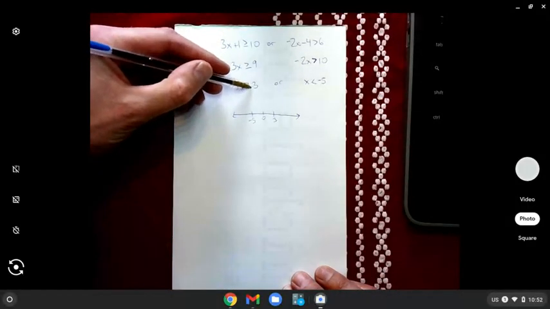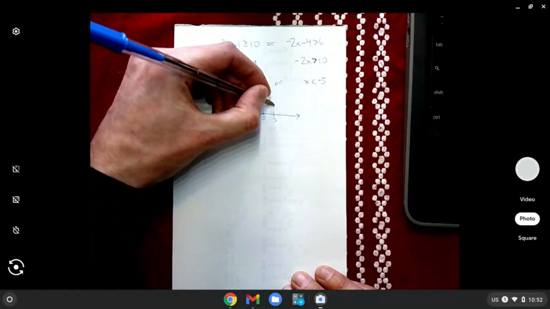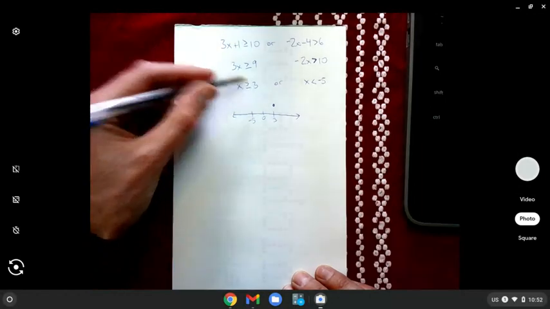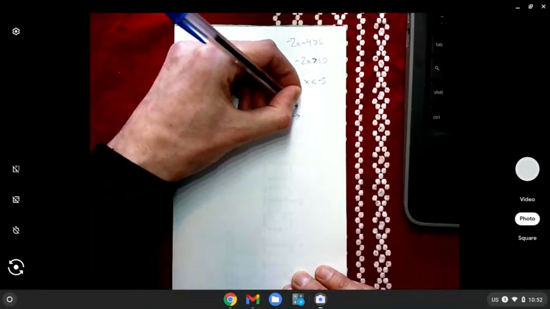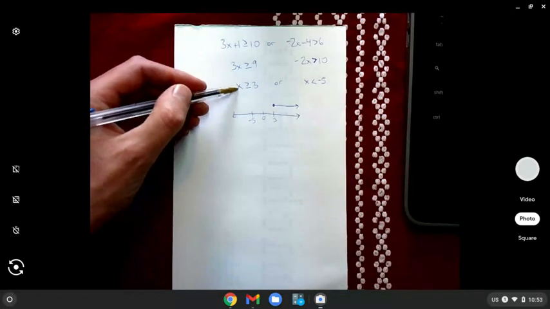X is greater than or equal to 3. To graph that, it could be equal to 3, so I'm going to put a closed in circle there. It means that 3 could be a solution. And x could be greater than 3. So any number going in this direction, 4, 5, 6, 7, 8, 9, all the way up to infinity and beyond, is going to work for that inequality, just this part.